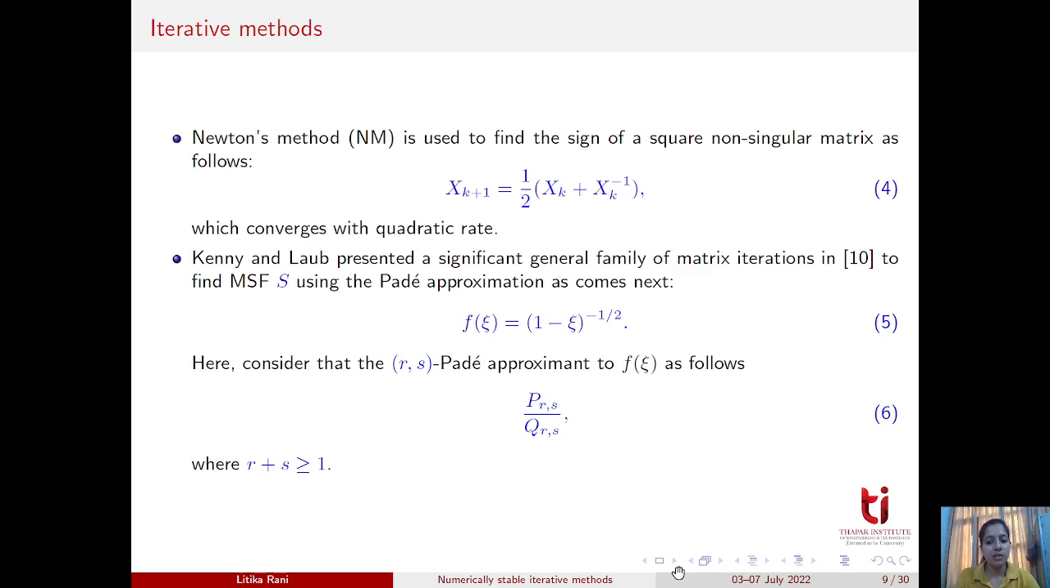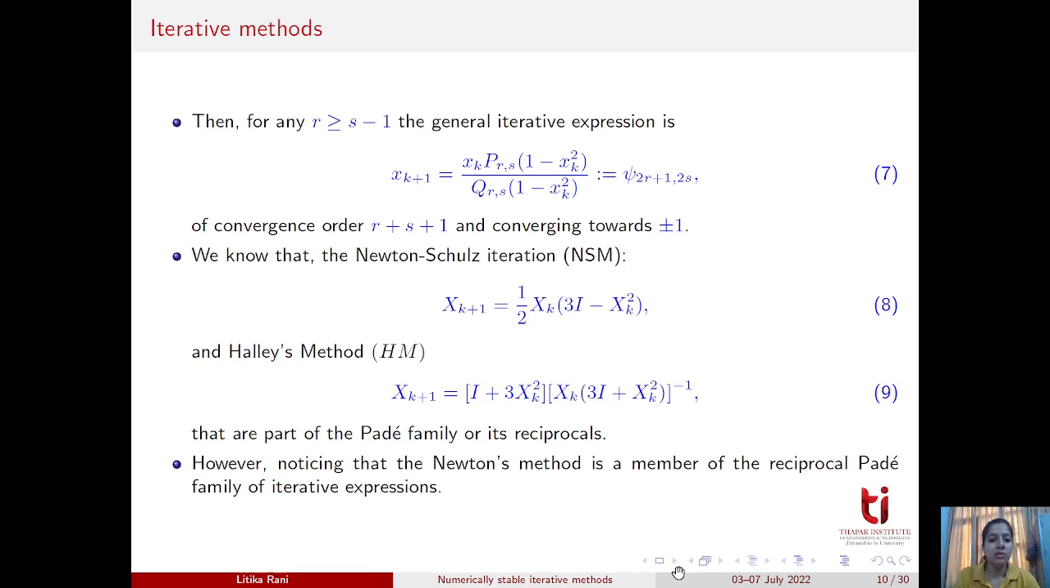In the literature, Newton's method is used to find the matrix sign of any non-singular matrix, whose expression is given in equation 4. Basically, Newton's method has a quadratic rate of convergence. This method is very useful. But next, Soleymani and Kenney and Laub provided a general family of matrix iterations to find the matrix sign function using the Padé approximation by using the polynomials 5 and 6. Then they came up with the general iterative expression as given in equation 7.